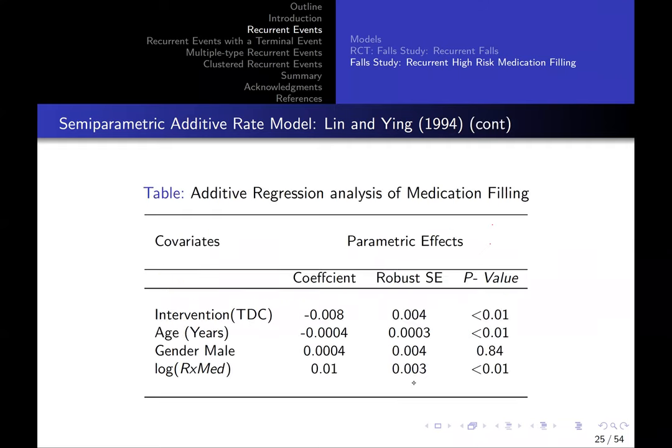So the interpretation here, if you see the additive regression for medication filling, it gives you the number of medication fillings as time dependent. If you're looking at the intervention group, like if you give a pharmacy, the number of medication fillings reduces per day. Per day, you have a reduction in the number of medication fillings of 8. And it's in very small decimals. If you want to do over 365, you multiply by 365, it gives you per year how much medication filling decreased. It'll give you an idea.